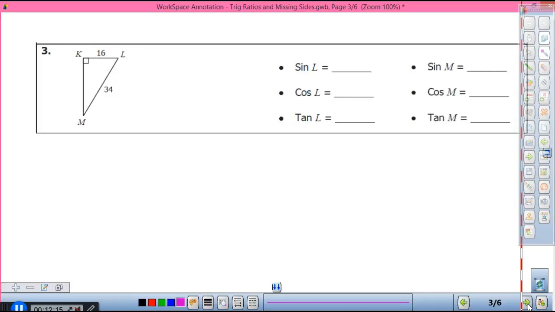Alright. This guy, what do we need? We need the leg. So, how do I set this up? Okay, so x squared plus 256 equals 1,156. Okay, so x squared is 900 and x is 30.